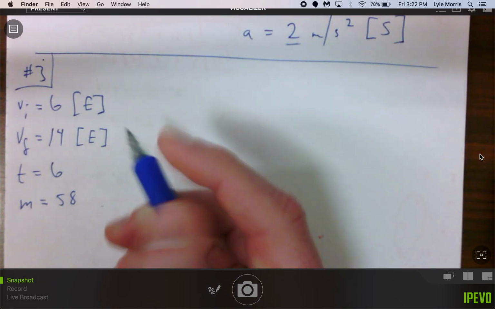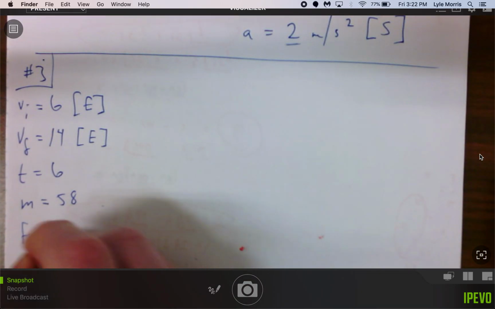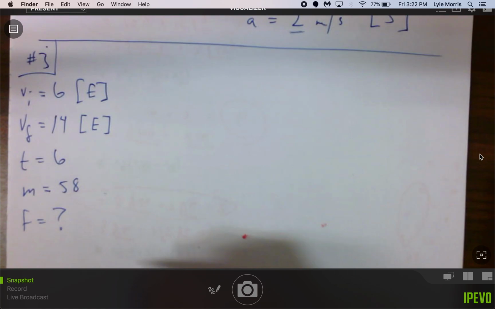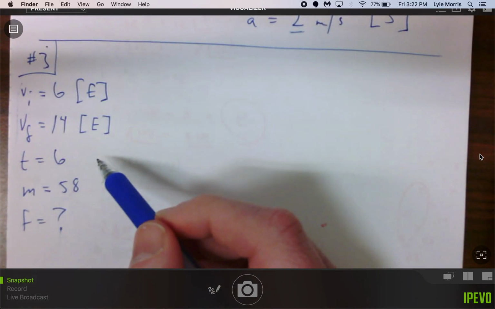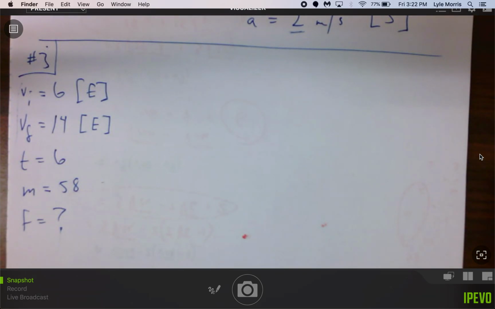Find the net force acting on the cyclist and the bicycle. So F equals, this is what we need to find. Notice they're giving us this nonsense. So we're going to use those 5 key equations of accelerated motion.